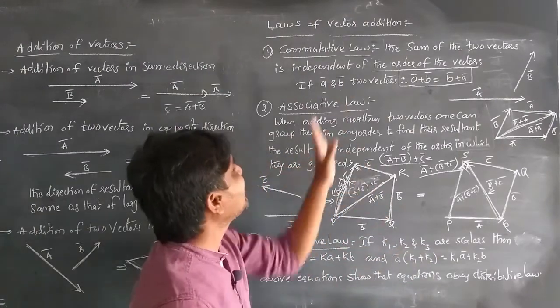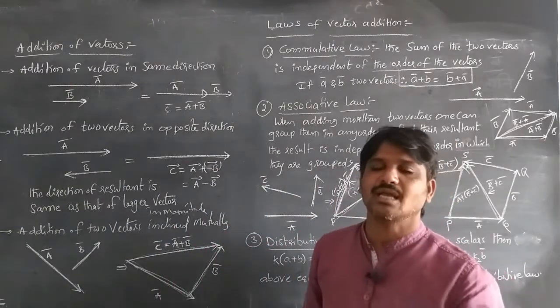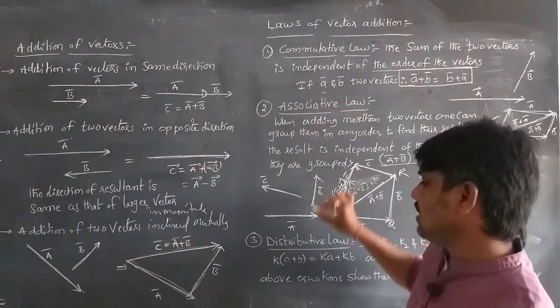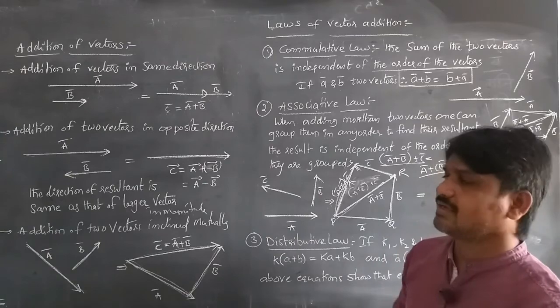These are the three types of laws which can be obeyed by physical quantities. Then it can be said they are vectors: commutative law, associative law and distributive law. These three are the laws of vector addition.